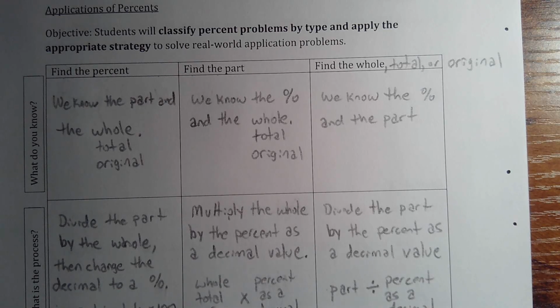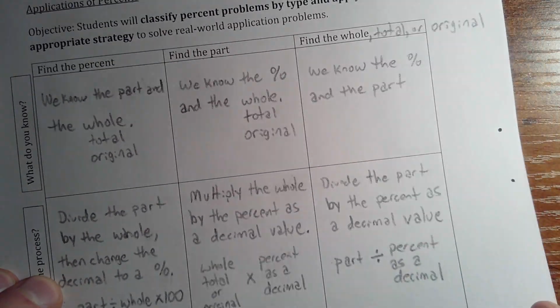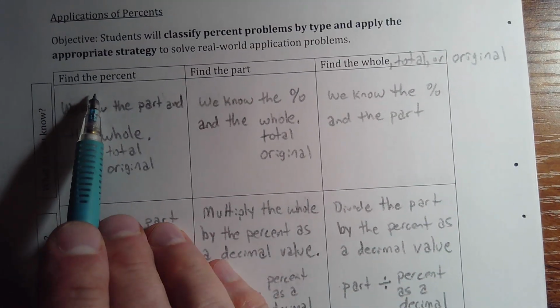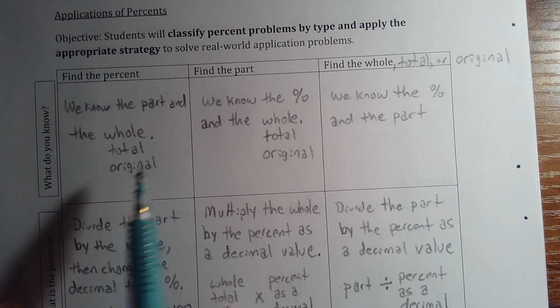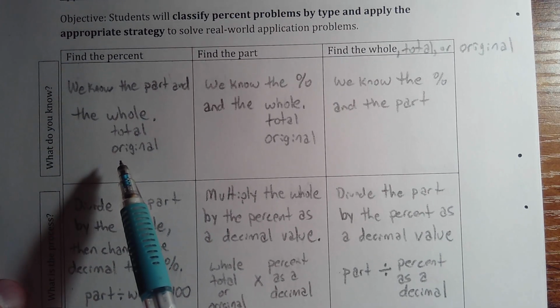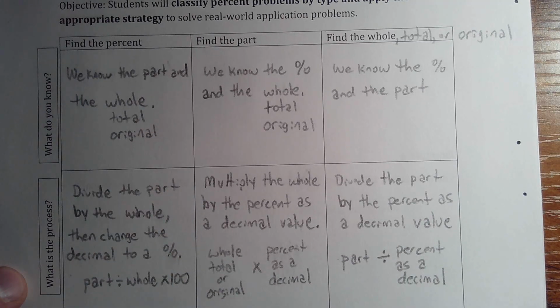We're going to actually be flipping back and forth between 2 pages, so this video will cover 2 pages. All right, so let's take a look at when we have to find the percent. We will know the part and we will know the whole or total or original. The reason I have these 3 words is that sometimes the context determines which one makes the most sense, and we'll talk about it as we go through each example.